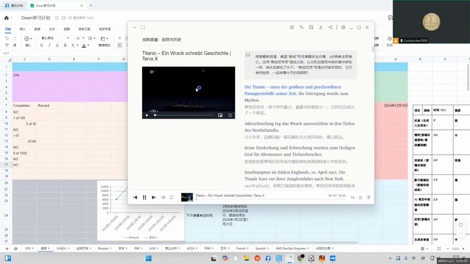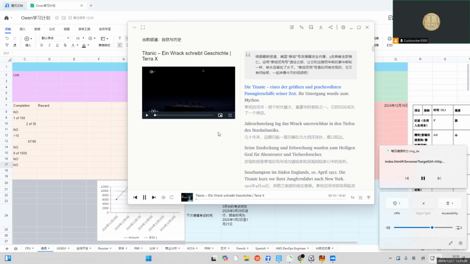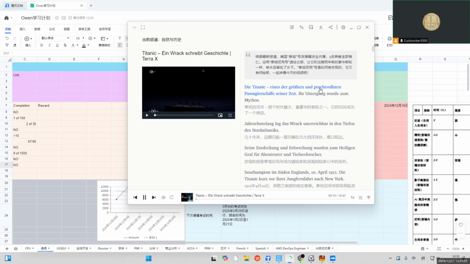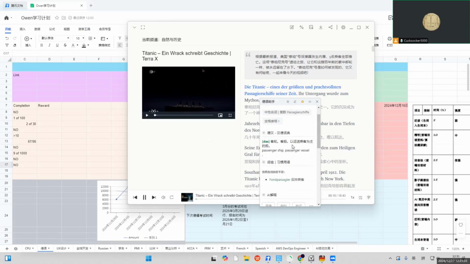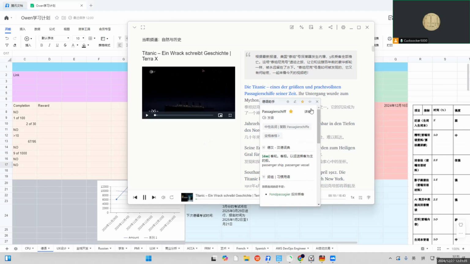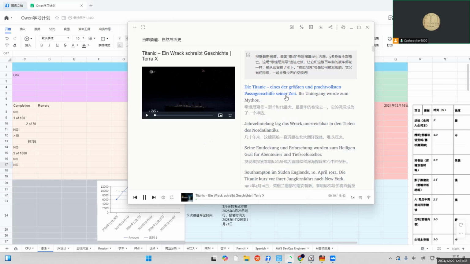Okay. The biggest and the passagieristen, I don't know this one. In the Geschichte. All right, in the history. Okay. Prachtvollsten. Prachtvoll. Okay. Passagierschiffe. Passagierschiff. Okay. Passenger ship. Das Passagierschiff. Passenger vessel. Seine Zeit. Okay. Alright. Die Titanic, eines der größten und prachtvollsten Passagierschiffe seiner Zeit.